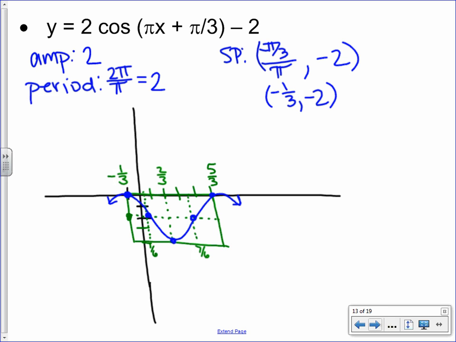So then we're going to label our points. This point right here is negative 1/3, 0. This point right here, that was at 1/6, so 1/6, negative 2. This point right here is at 2/3, negative 4. This point right here is 7/6, negative 2. And this is 5/3, 0.